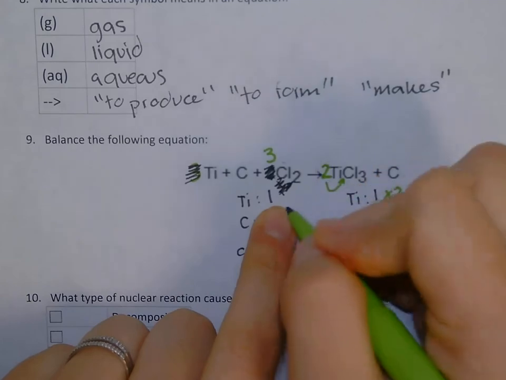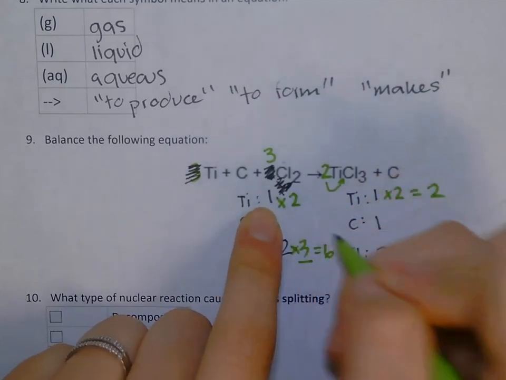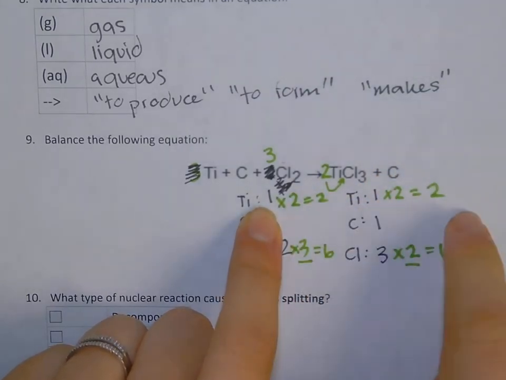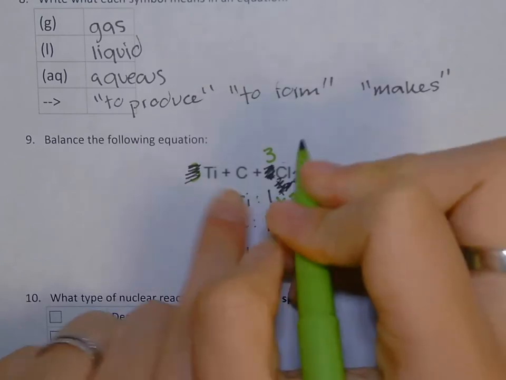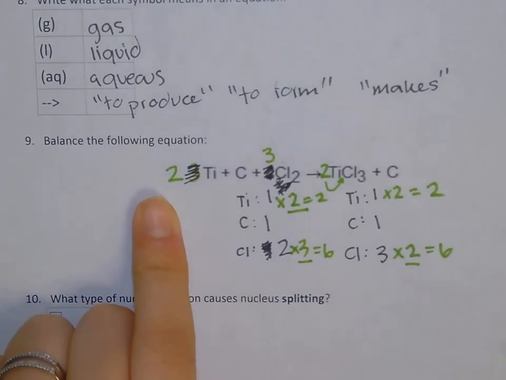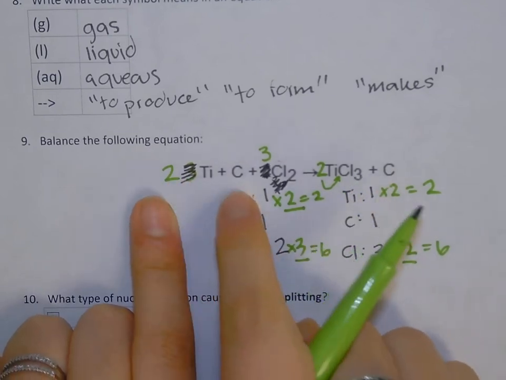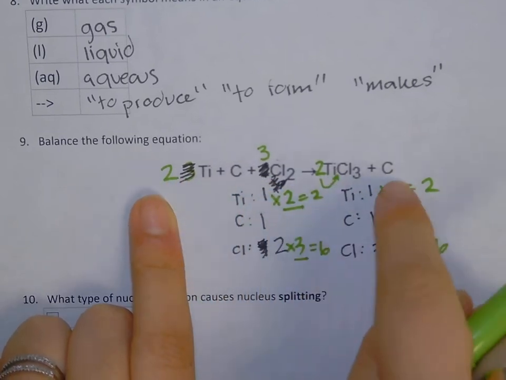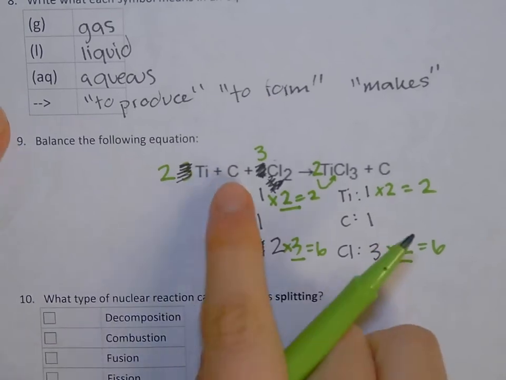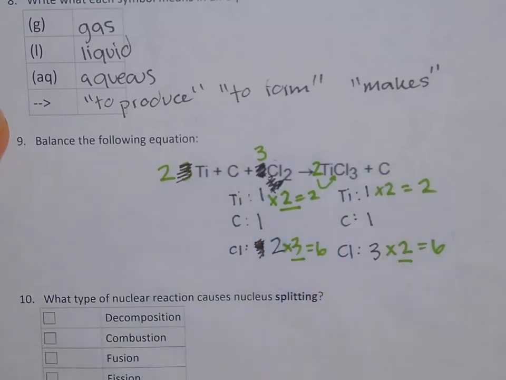But that's very easily fixable because I can just multiply this side by 2 to equal 2 and they match. That means I have to put this 2 coefficient in front of my titanium. So that is my balanced equation. 2, 1, 3, 2, 1. Those are the coefficients. When there's no number in front of it, it means 1.